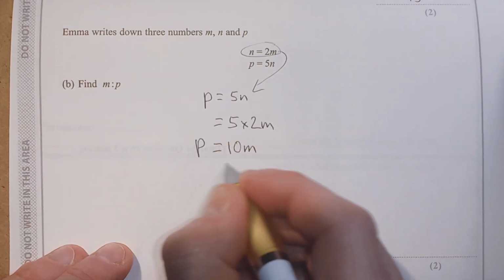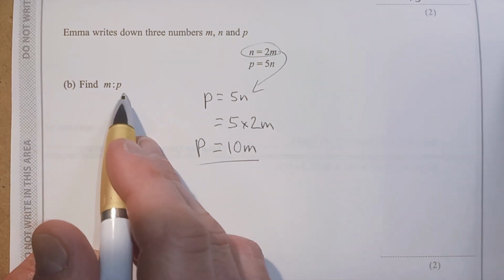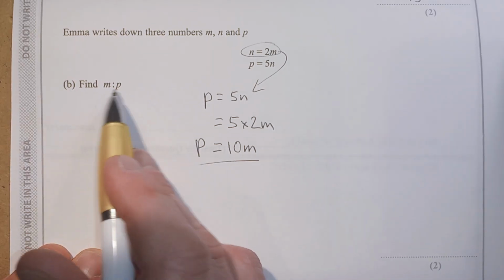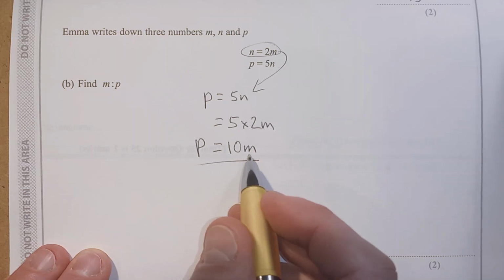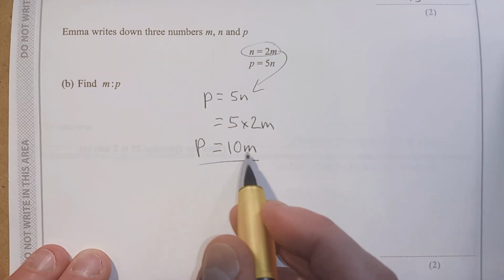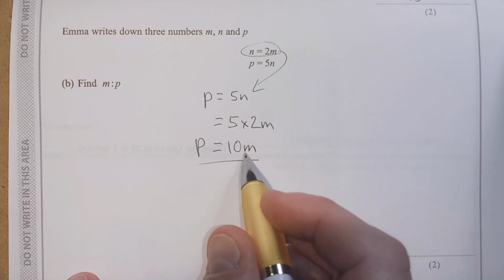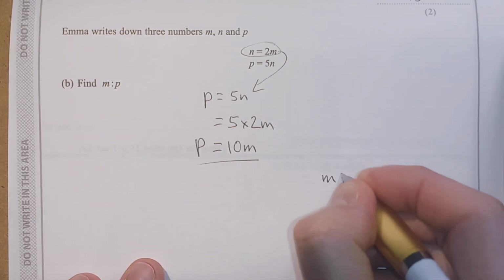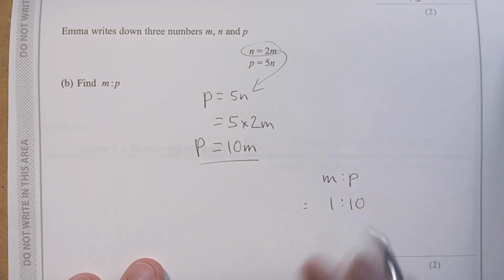Okay, I'll put the P back in. So this is going to help us, because now we've just got it in terms of M and P. What we've got to do is think of which way round do they go, because they want M to P. Well, if P is 10 lots of M, that's saying that P is bigger than M. And how much bigger is P than M? Well, it's 10 times bigger. So if we're going to write M to P, it's going to be the same as 1 to 10.